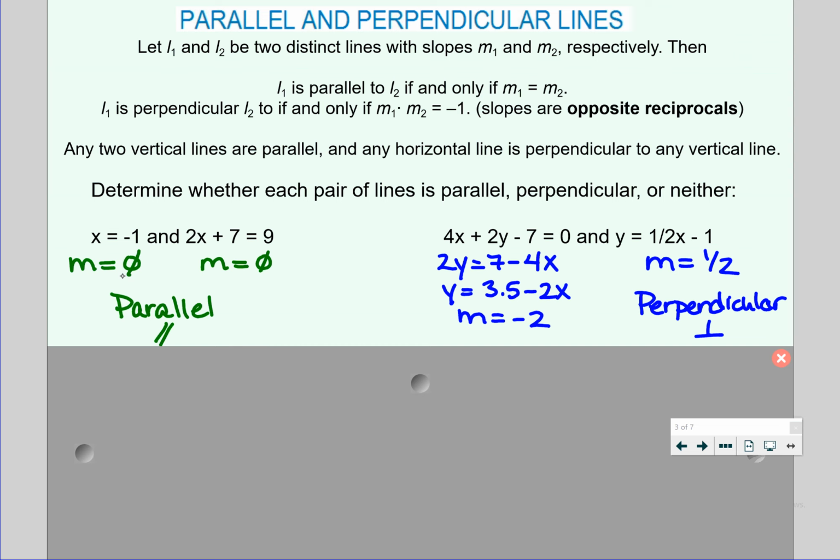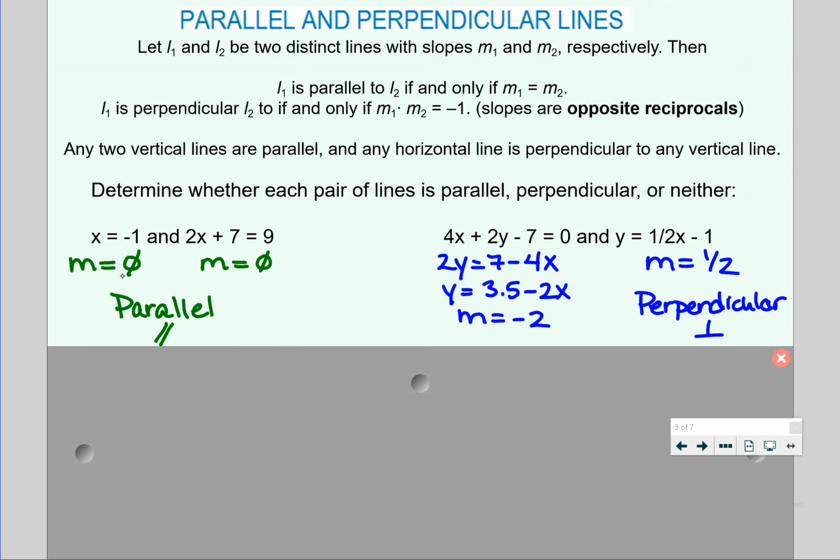Now this one was tricky. Is there a y here? No. So could I get an x alone and make it look like x equals a number? Yes. Sure. Also a vertical line, also undefined. If I have two vertical lines, how are they related? They're parallel. What if you have two horizontal lines? Parallel. What if you have a vertical and a horizontal line? Perpendicular. So those are our special cases.